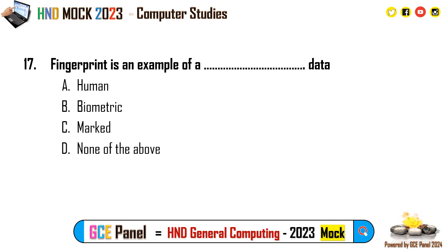Fingerprint is an example of dash data. So when we classify data, fingerprint is the type of data we call biometric data. In fact, data from the human body, okay? Biometric data. You want to maybe scan your eyes so that you can use it to log in, or you have to use your body to enter the system, says that password accepted, and so on. So this is biometric data. Question 17, that's question 17. Question 18.